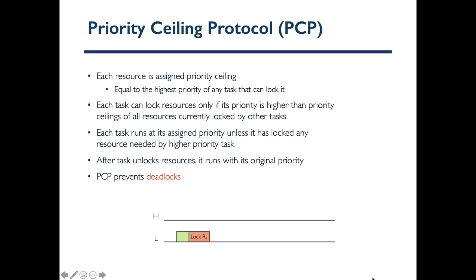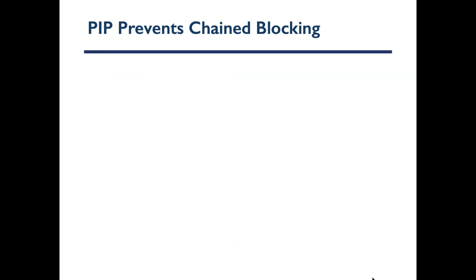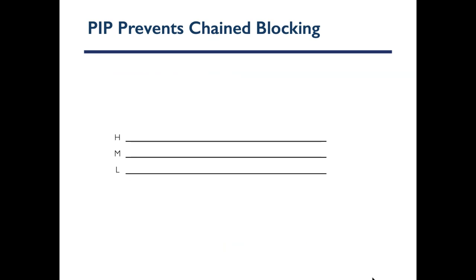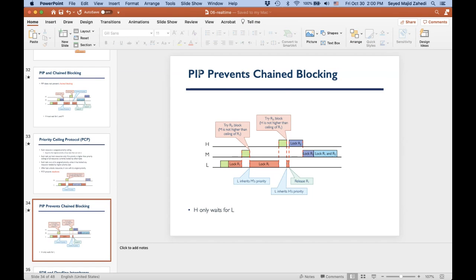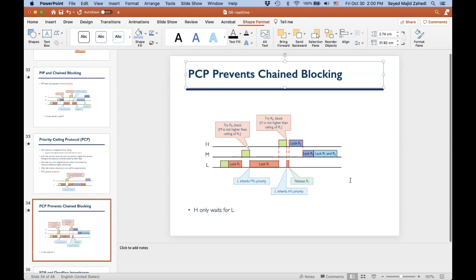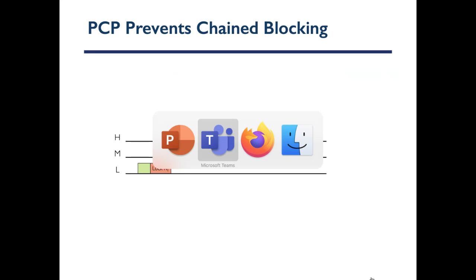Sorry about that. So now let's look at an example where priority ceiling can prevent chained blocking. So I'm going to give you the same example that I gave you with PIP. This should be PCP here. Okay, so L runs. At this point, it can actually lock R1.